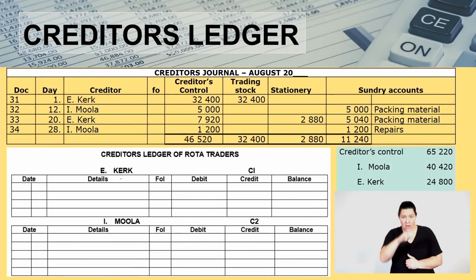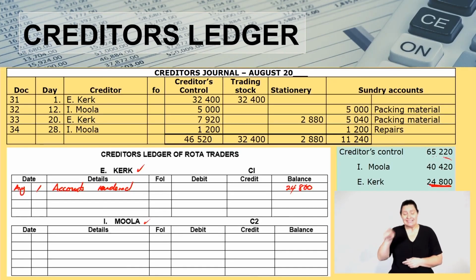In the creditors ledger, this is where we show how much each particular creditor is owing. Let's quickly do that. So we know that when we come to Ekirk, we are already owing Ekirk 24,800. So that means in the month of August on the 1st, we'll come here, then we say accounts rendered. This is what we already owe them. And how much was that? 24,800.